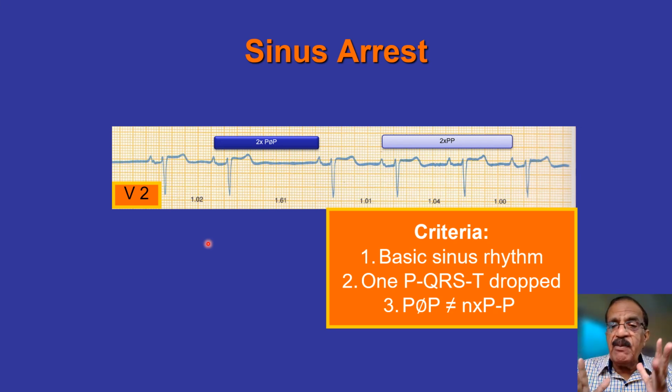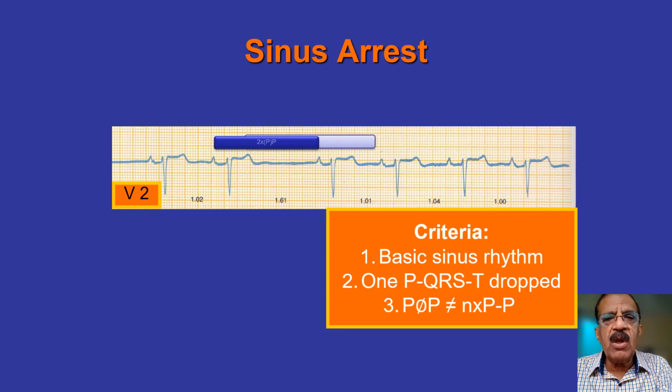Sometimes in the same strip we see sinus arrest and sinus block. That means that the SA node is unstable. So this is how I show it. I think the sequence of this animation was wrong, but this is how I now show the actual principle that 2 PP is more than 2 naught P.